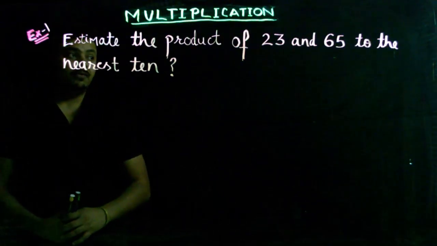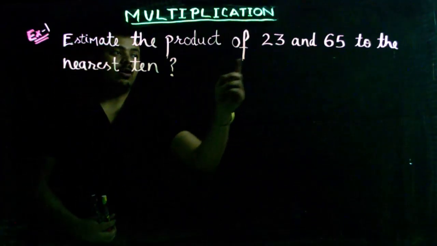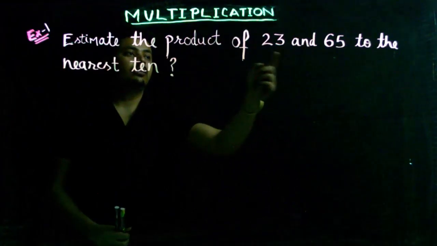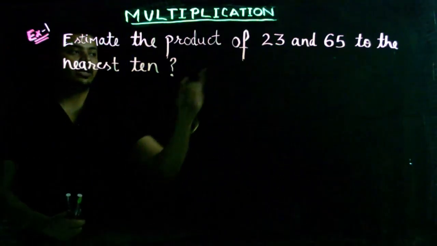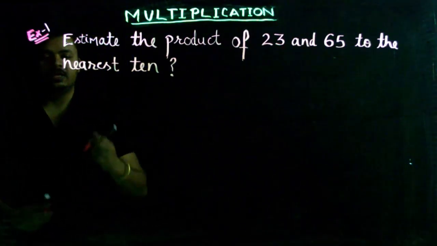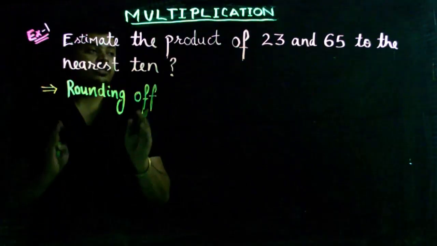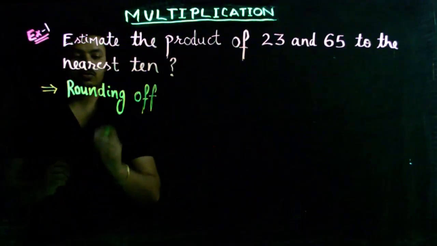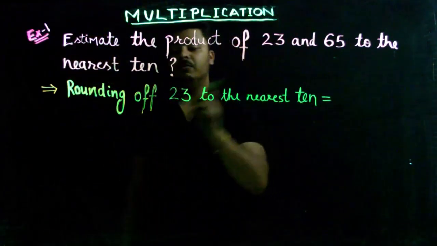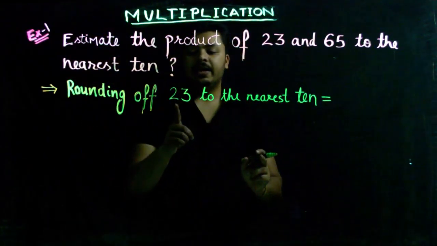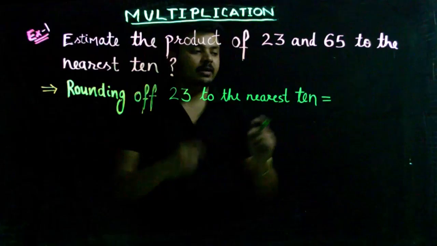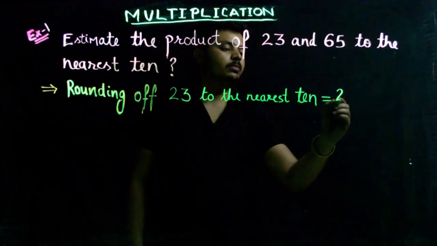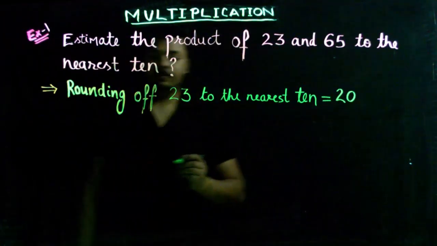In this, first we need to calculate the round off numbers of the given to the nearest 10. So the given numbers are to be rounded off to the nearest 10. So let's start. First of all, we need to round off 23 and 65 to the nearest 10. When we round off 23 to the nearest 10, as the number at one's place is less than 5, it becomes 20.